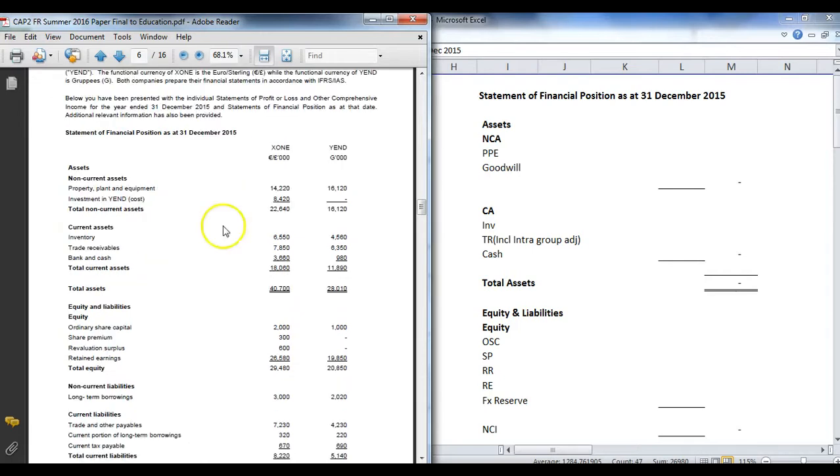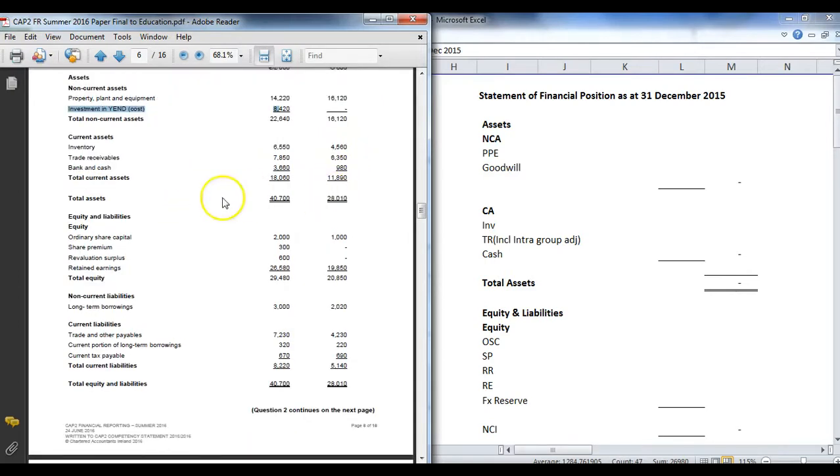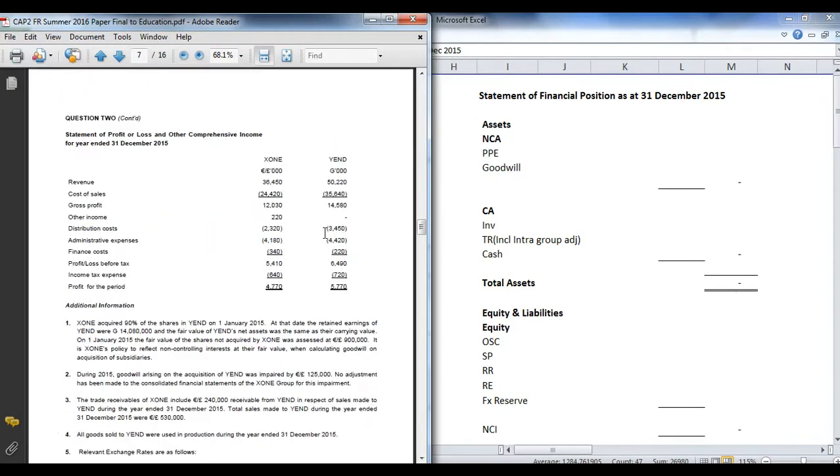So you're told information here about how much was invested from the parent in Y End, and we're given other information. So nothing really stands out there. Similar, we're given SPLOCIs for the year for X1, and again the Y End is in the Gruppy currency, so that will need to be retranslated as per IAS 21.